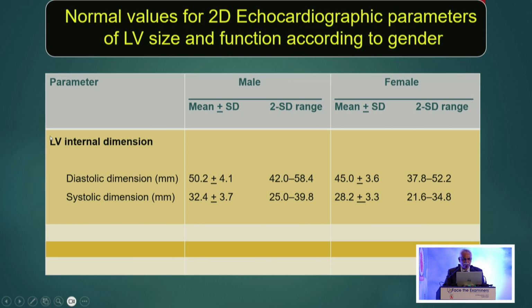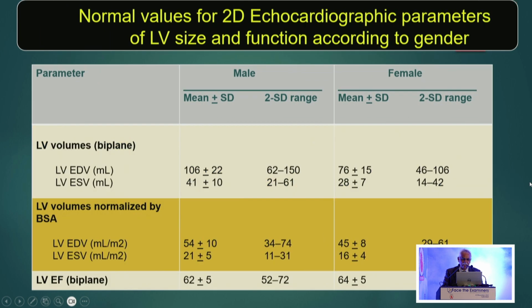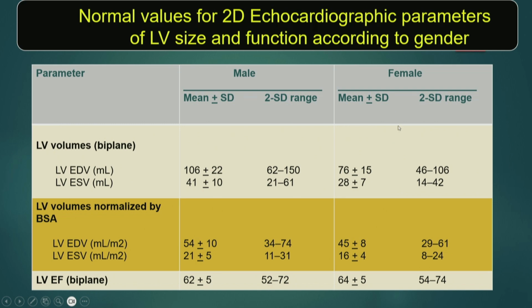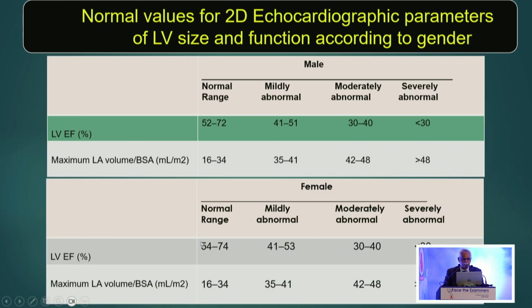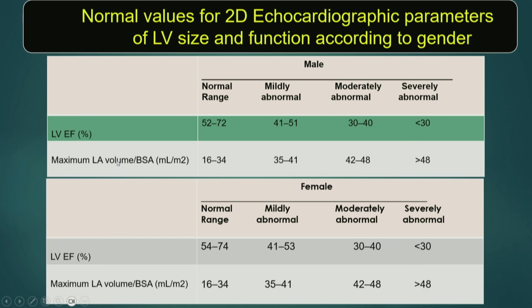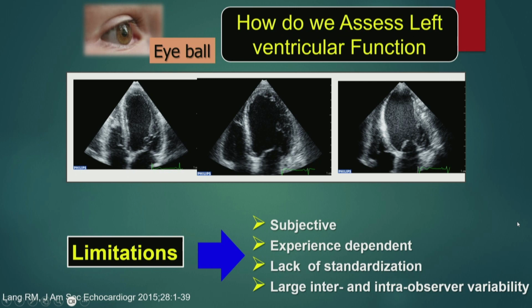And the normal systolic dimensions, it's there in the books. You can go through male and female, and the volumes in male and female. And the ejection fraction, you can see in the male is about 52 to 72%, whereas in female it is about 54 to 74%. So these are the normal ejection fractions in male and female. Similarly, you can get the left atrial volume also, and the left atrial volume index also we can measure. Any volume above 34 ml per square meter body surface area means that the left atrium is dilated.